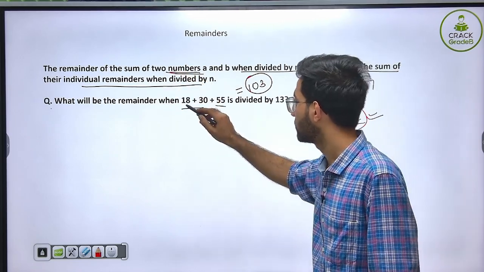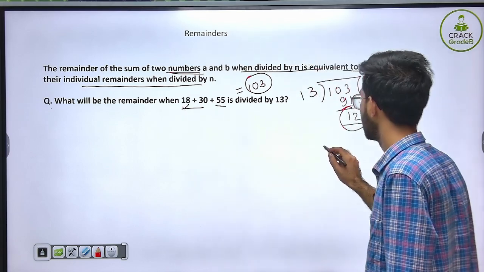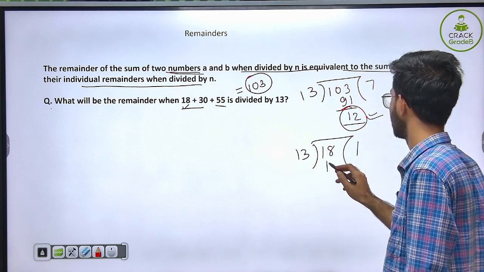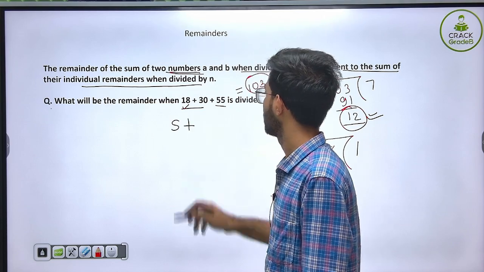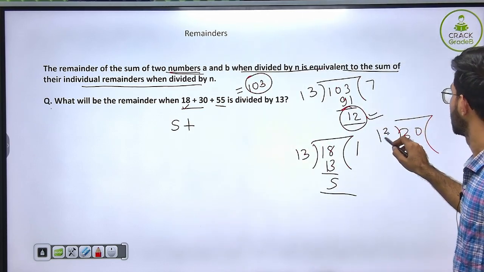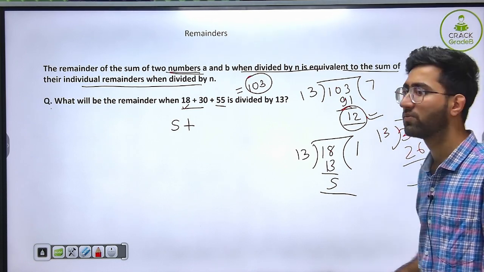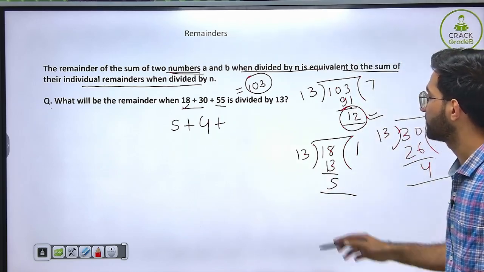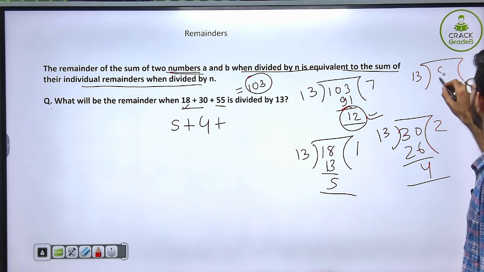So let us look at 18. If you divide 18 by 13, what will be the remainder? The remainder will be equal to 5. If you divide 30 by 13, what will be the remainder? The remainder will be equal to 4. If you divide 55 by 13, what will be the remainder?